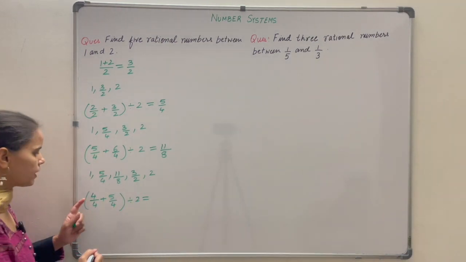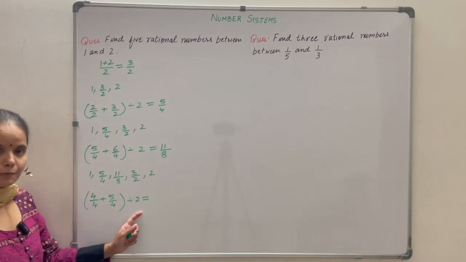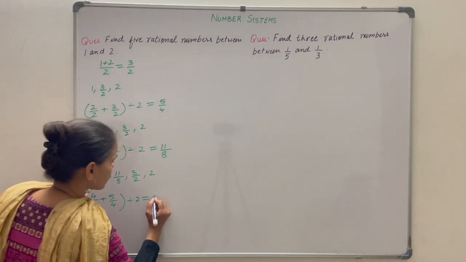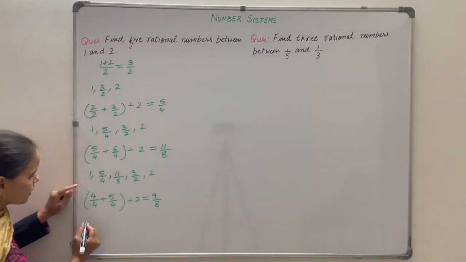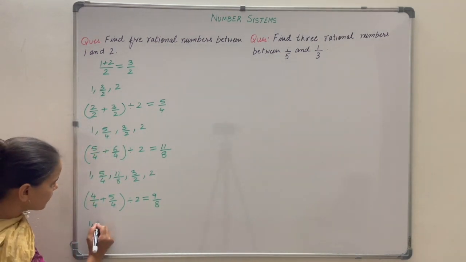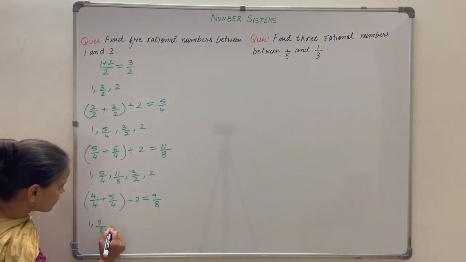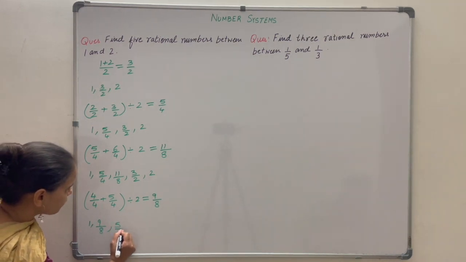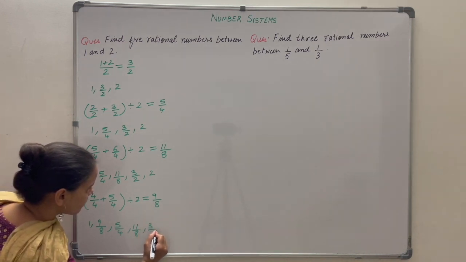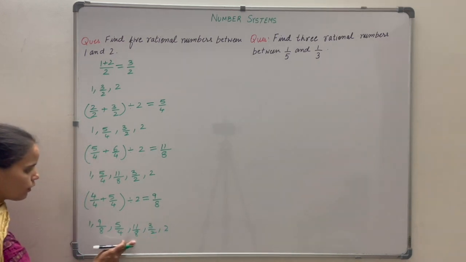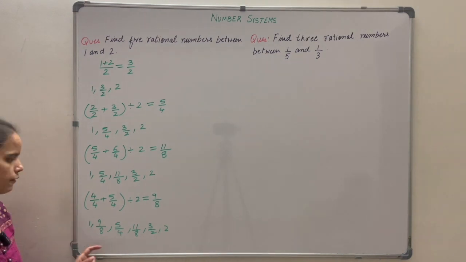So here what do you get? 9 by 4 divided by 2 gives you 9 by 8. So you got 4 numbers now. So you got here 1, then after that 9 by 8. This is the first number now. 5 by 4, 11 by 8, 3 by 2 and 2. So you have got 4 numbers between 1 and 2.